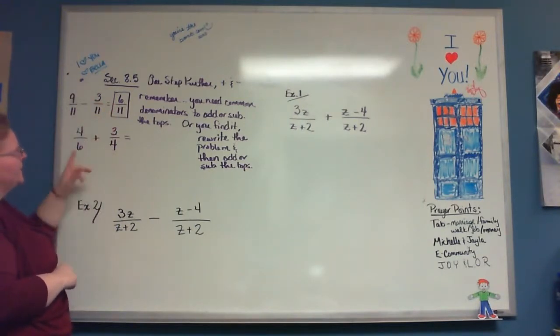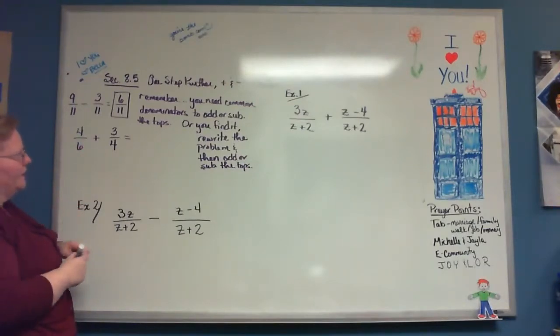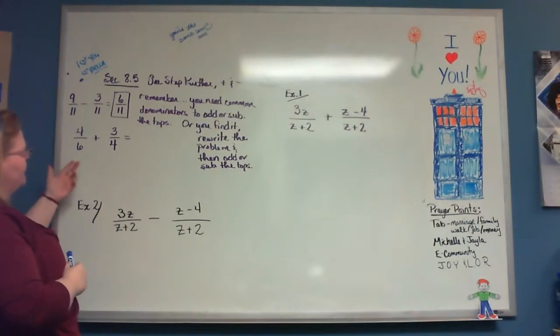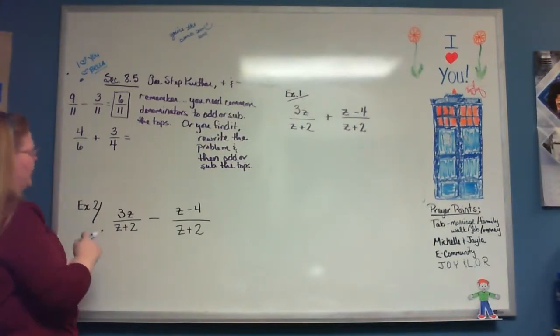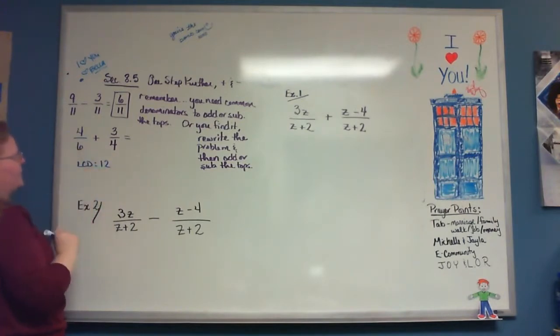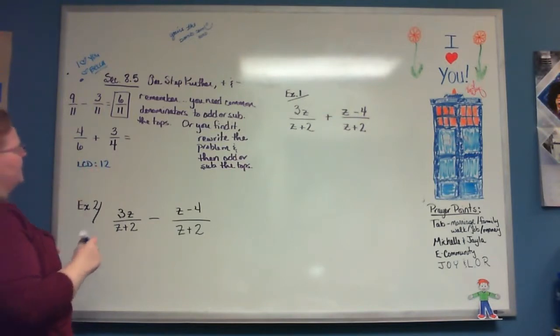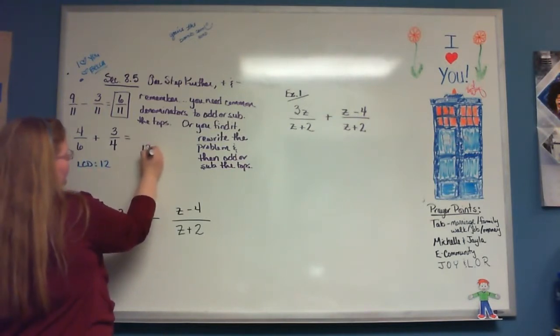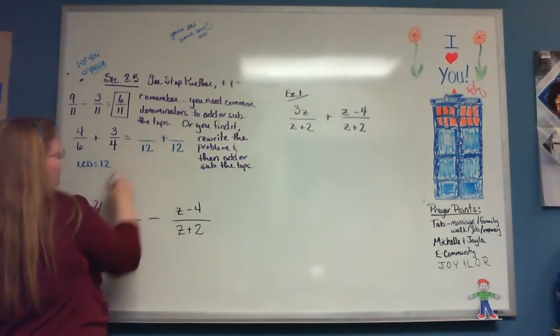That one's done. Down here, we don't have a common denominator, so we have to make one. You'll ask yourself what the common denominator will be, and you'll find out that the LCD in this case is 12, because that's the smallest number that both of those numbers go into. We want to rewrite it so that both of our bottoms are 12.